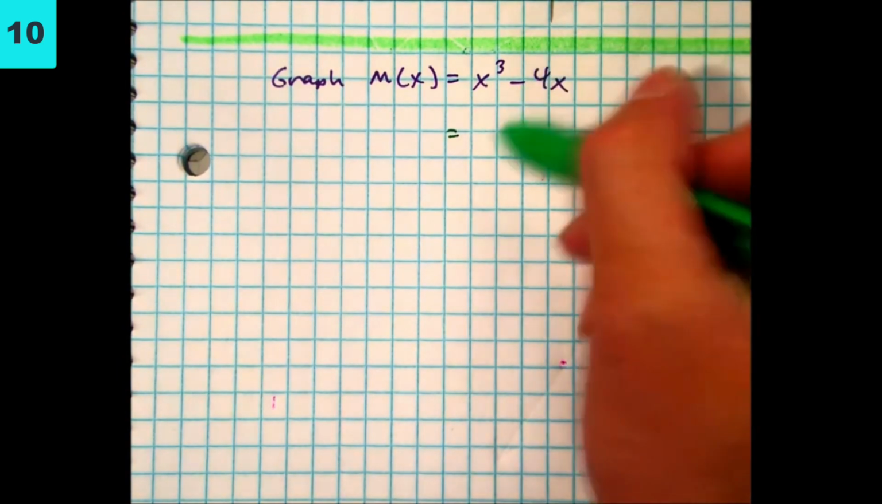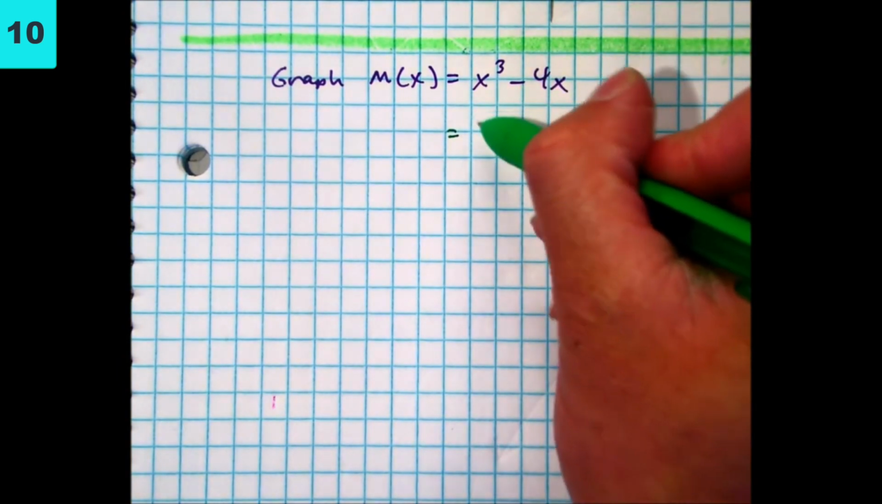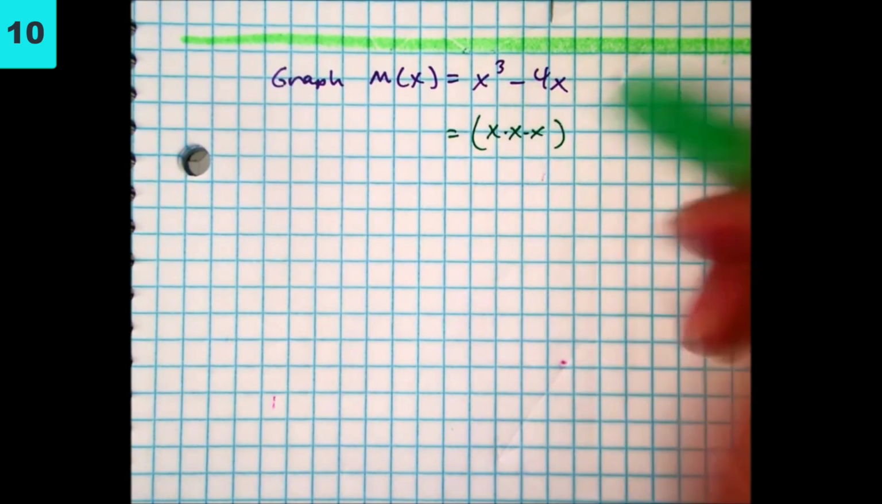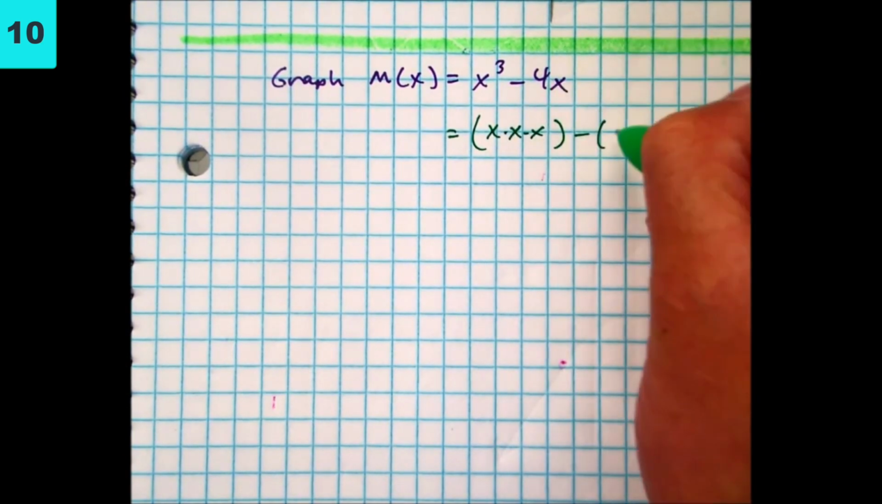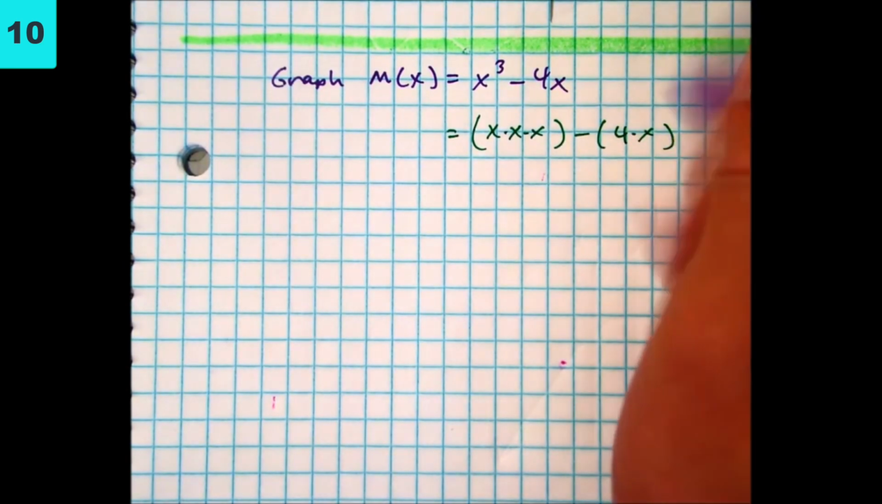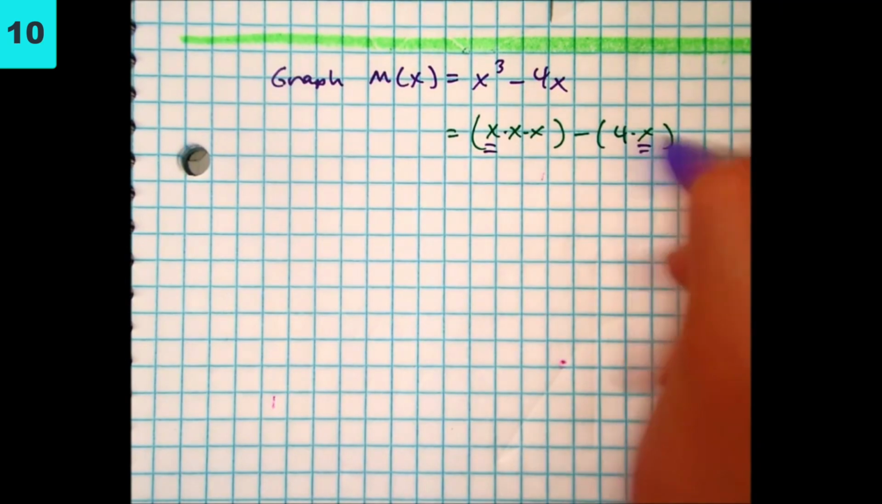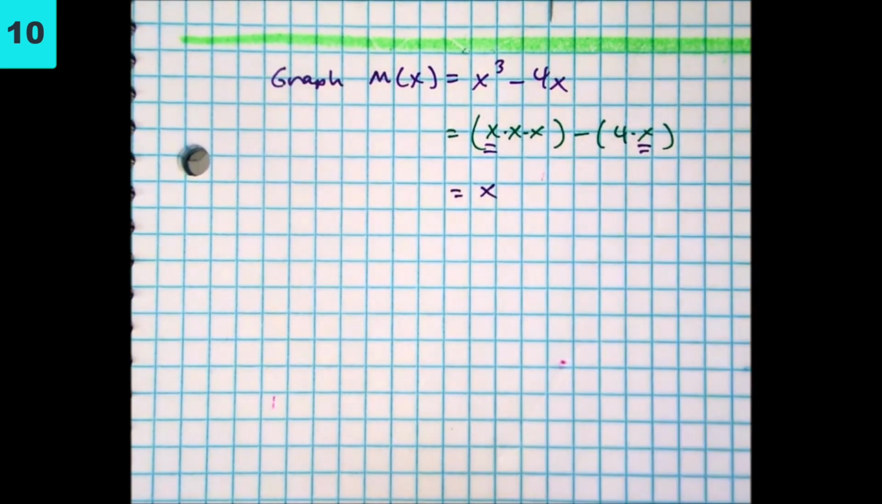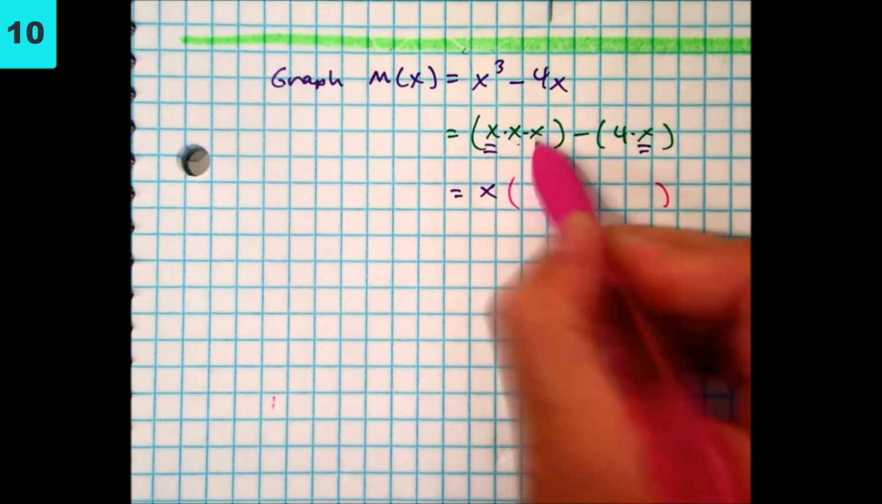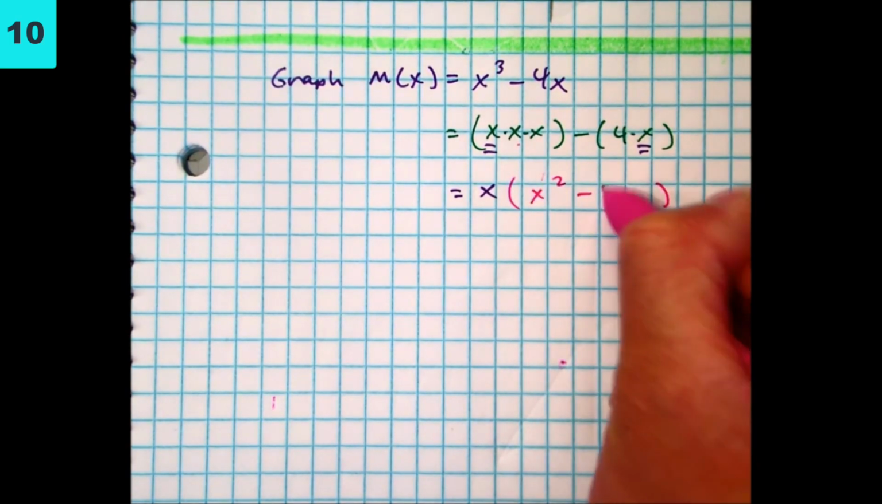I'm going to show you guys a step. I would teach this to any student who's just first time learning greatest common factor. I write out all the factors of x to the third, and then all the factors of 4x. Class, do they have anything in common? They have an x in common. That's the greatest common factor. Then I just write everything that was not underlined or circled there. That would be x squared minus 4.